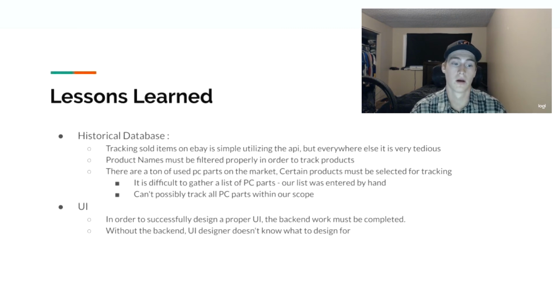then our information and the data that we present is going to be completely wrong. Furthermore, there are a ton of used PC parts on the market, so we actually ended up having to go in by hand, like I said, pick the 20 parts and enter that in as information that we wanted to track. You can't possibly track all the PC parts within our scope. On top of that, things change. A CPU could not sell very well, but then the moment they cut $50 off, it's a top seller. So there's definitely some lessons to be learned there.